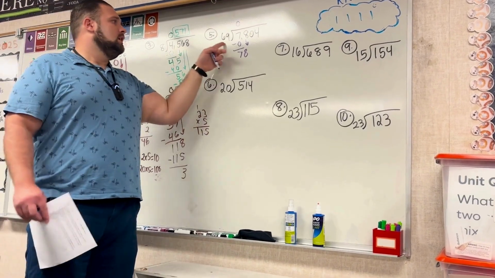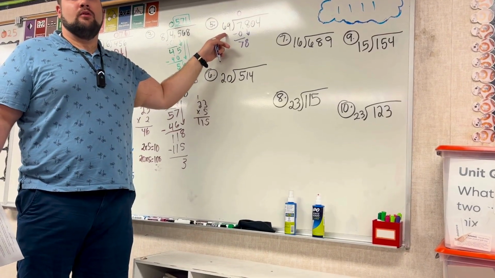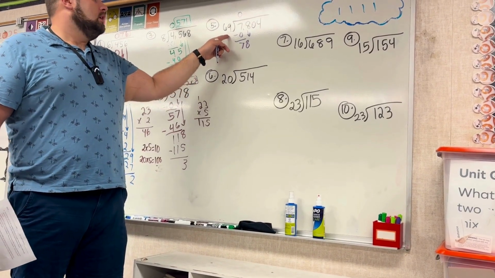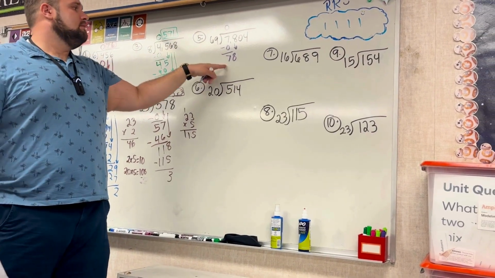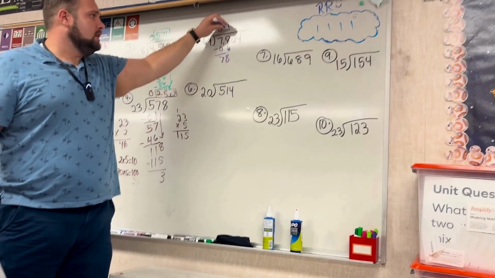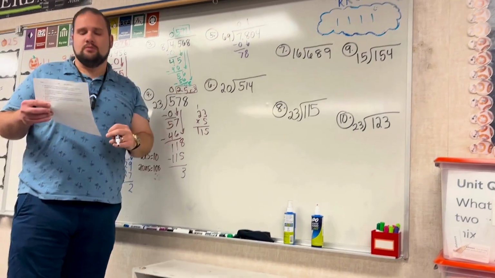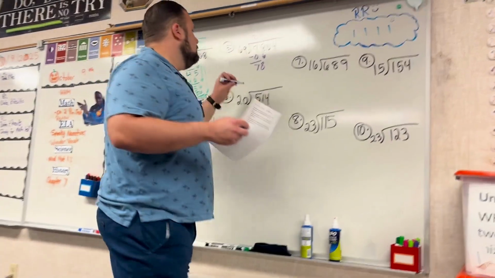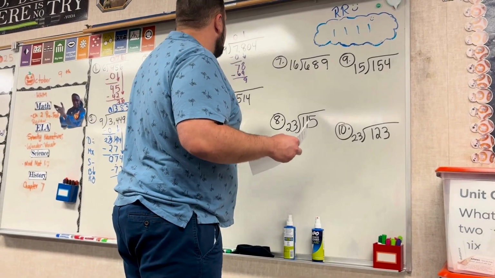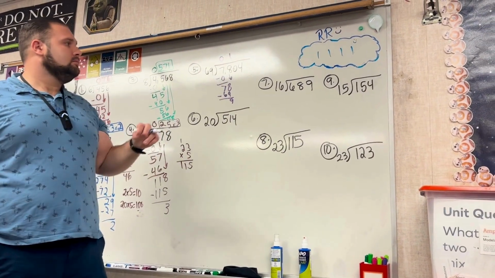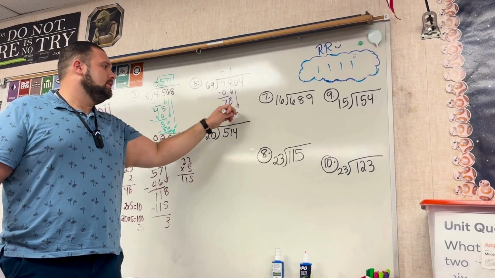Because we know it's going to be way too big of a number if we multiply it by 2, right? If we put 69 times 2, it's going to be over 100. So 78, 69 goes in there one time, okay? That's as close as we can get. So we just subtract 69 from 78, and we get 9 left over, okay? And we bring down the 0.